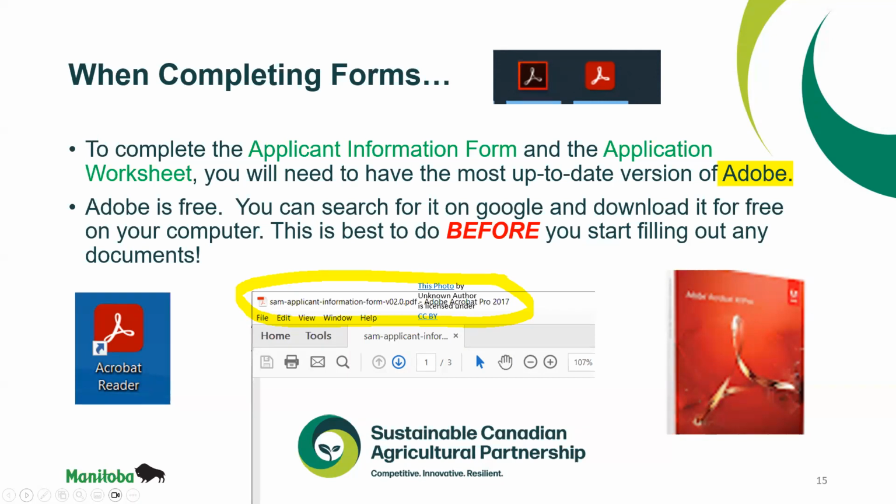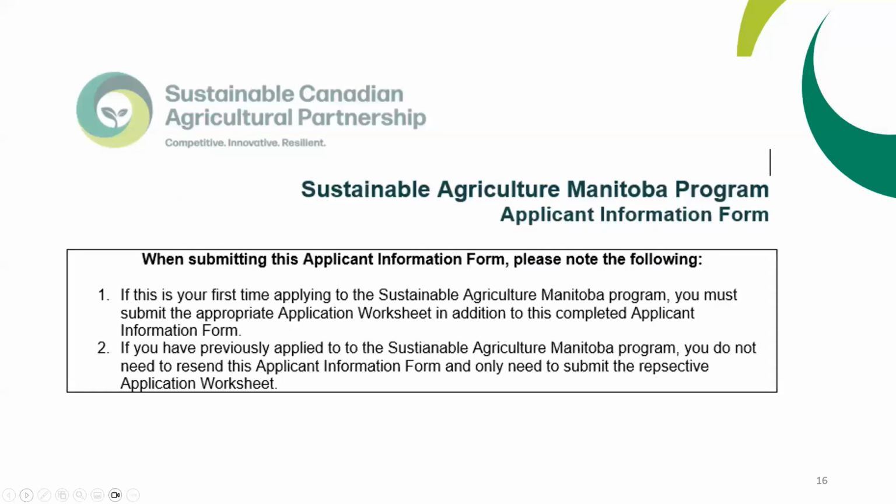When I was in the applicant information form, you can see that I'm using my Adobe on my computer. The instructions on the applicant information form are very clear, and at the very top of the form, it notes that if it's your first time applying, you have to submit the worksheet. If you've previously applied, you do not need to resend this applicant information form.